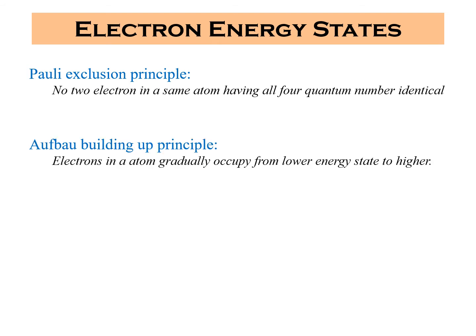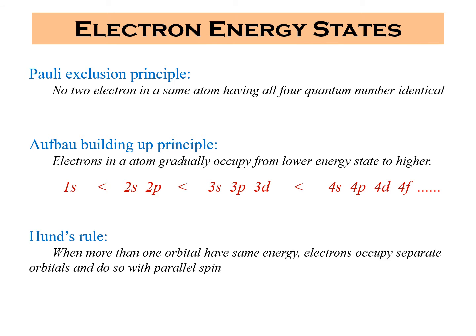When we distribute the electrons in an atom, it gradually fills up from low energy to high energy. For example, first it will fill up 1s, then it will go to 2s, 2p, 3s, 3p, and so on. However, if there are multiple degenerate energies available, then electrons will occupy separate orbitals, and to do so, they will have parallel spin.